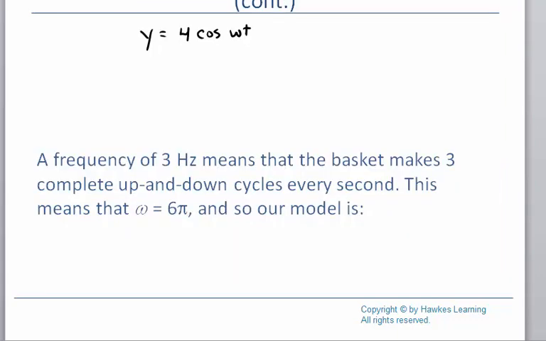Let me write that down. So we know that the frequency is equal to omega divided by 2 pi. So we know that the frequency is 3, so I'm going to go ahead and plug a 3 in for the frequency. And I'm solving this expression for omega, which means I'm going to multiply both sides by 2 pi.